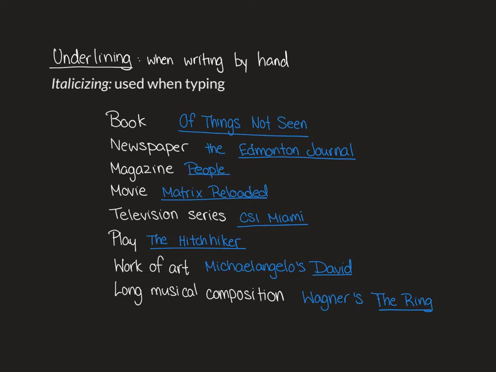People magazine, Matrix Reloaded, CSI Miami, The Hitchhiker. Now for the work of art, Michelangelo's David, the title of the piece is David, but we usually refer to the artist as well. So we would say Michelangelo's David, but the title is just David. Same thing with Wagner's The Ring. The song itself is just called The Ring, but we always give attribution to the composer as well. So we would say Wagner's The Ring, but he would not be underlined because he's not part of the title.